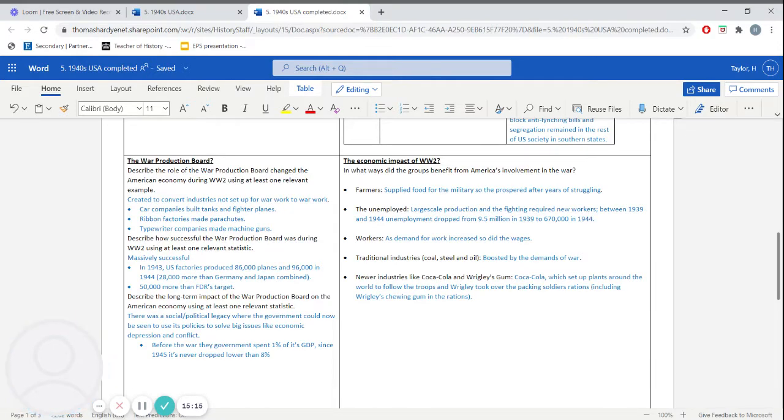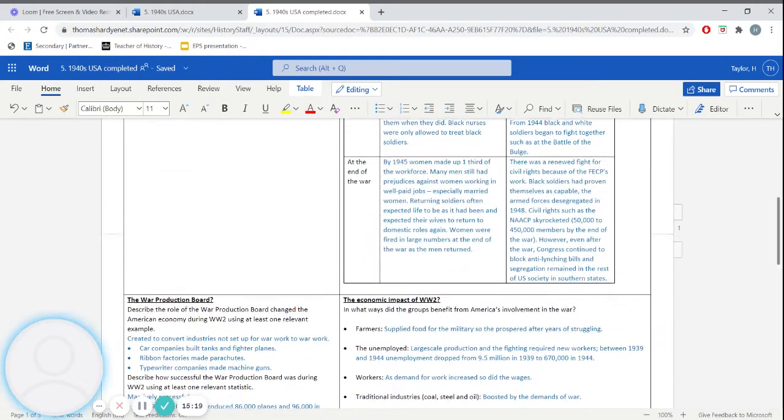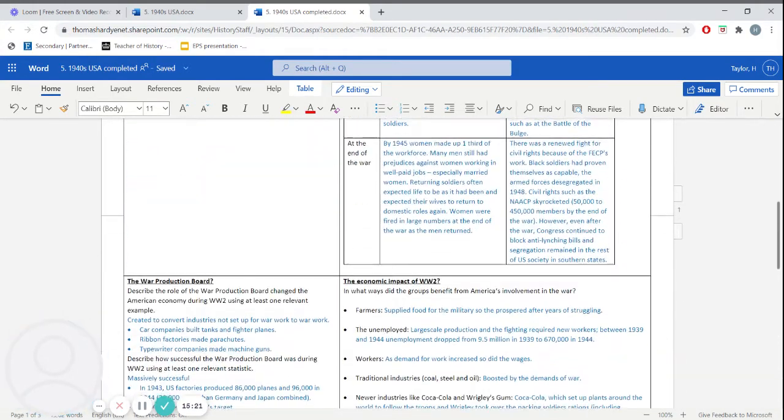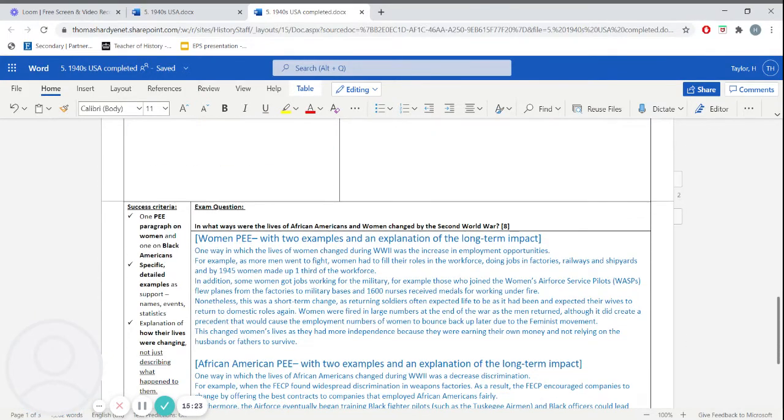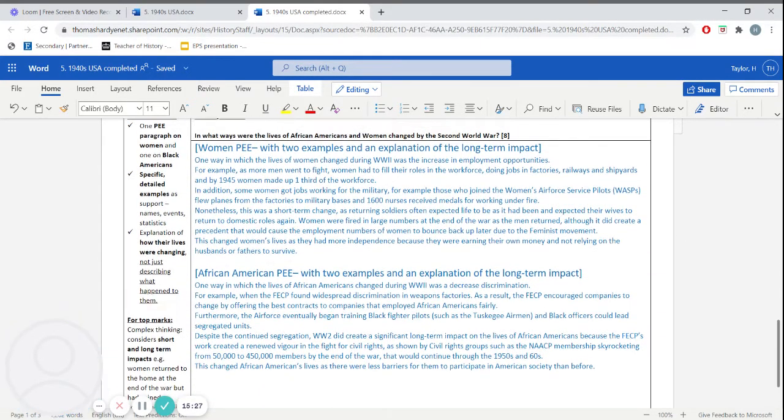Right, so those are the questions, and that's some of the key information on the changes that occurred during the Second World War. So we're now going to look at this exam style question. What I've done is I've written these two PE paragraphs, and I've included two examples and an explanation of the long-term impact. So here's my point.